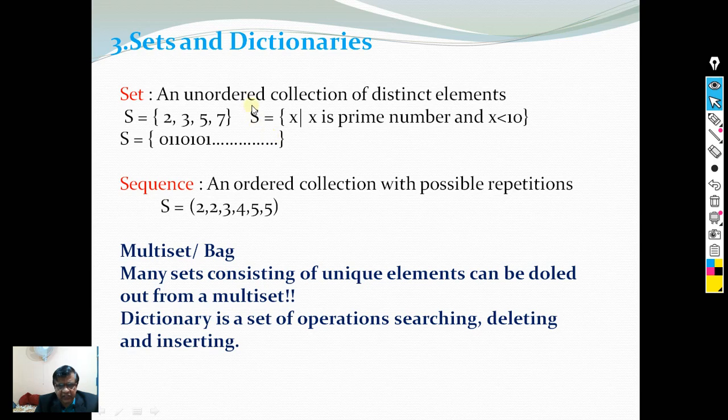And a dictionary is not a conventional dictionary that we have heard about. Dictionary is a set of operations that is done on a tree, or on any data structure as a matter of fact. These operations, that is searching, deleting and inserting, searching for an element, deleting an element and inserting an element, in a compact form are collectively called dictionary operations.